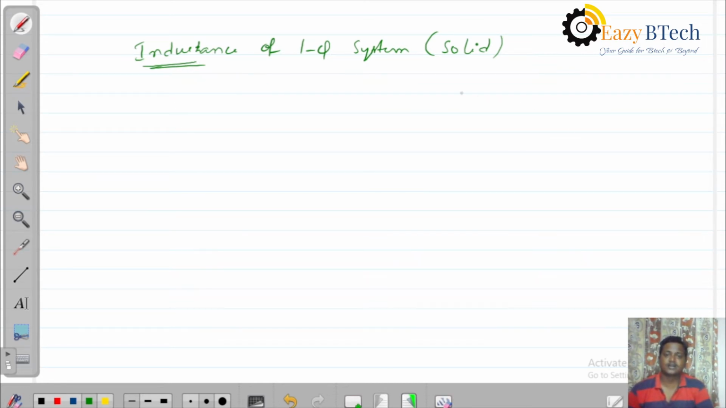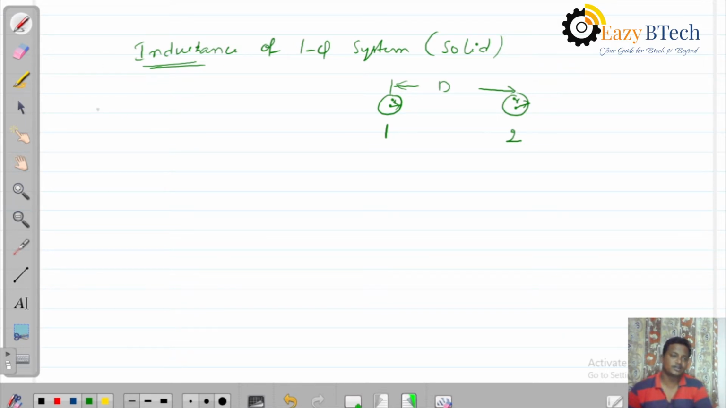Assume the system has two conductors, conductor 1 and conductor 2. The center to center distance of these two conductors is capital D, and the radius is small r. Both the conductors have the same radius.